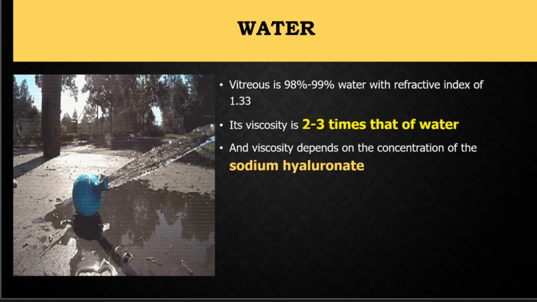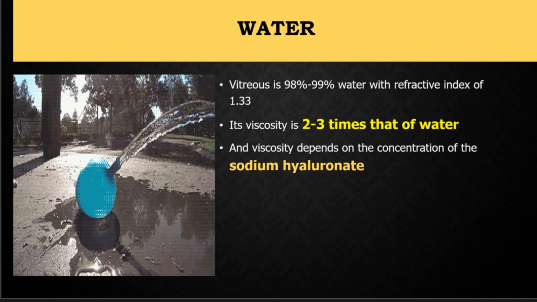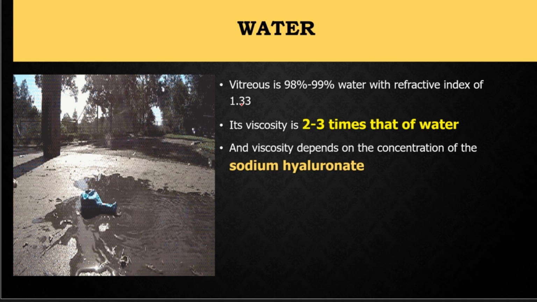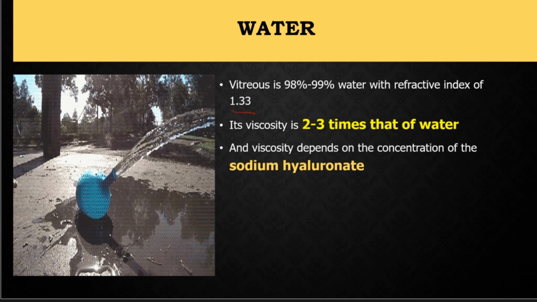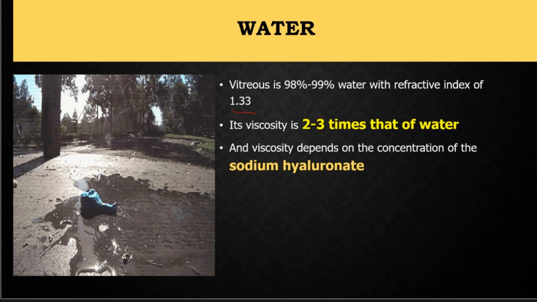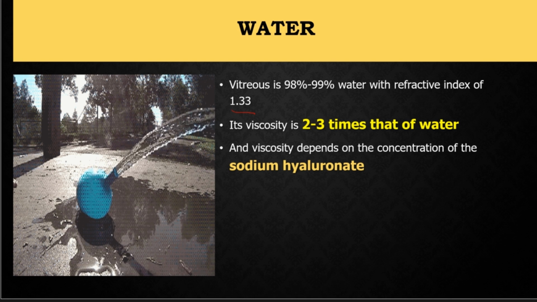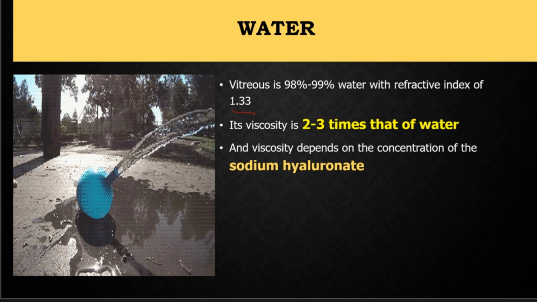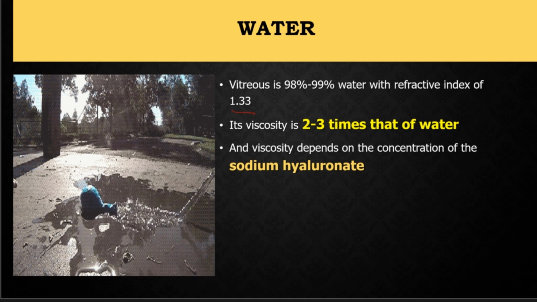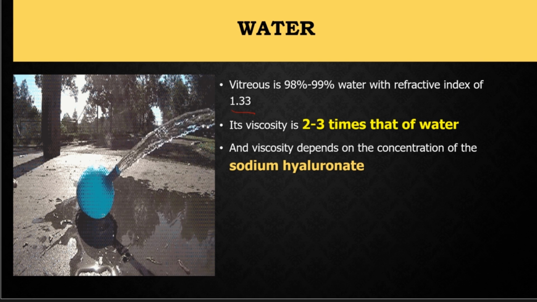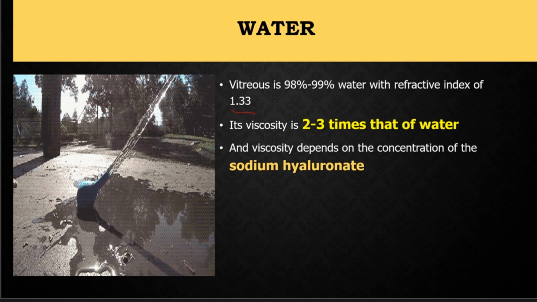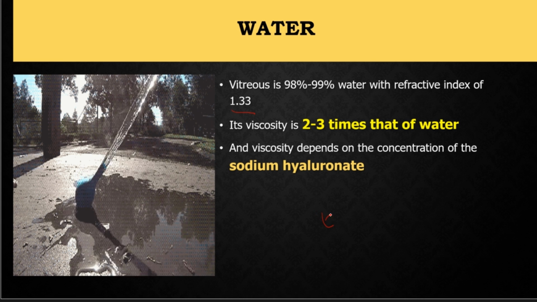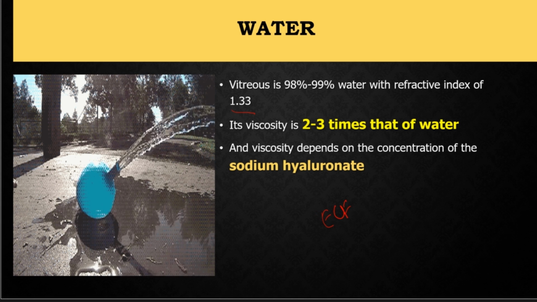First, the water component. As I told you, the vitreous is 98 to 99% water and the refractive index of the vitreous is about 1.33. However, the viscosity of the vitreous gel is about 2 to 3 times that of water, making it a gel-like structure. This viscosity depends upon the concentration of the sodium hyaluronate or hyaluronic acid of the extracellular matrix, because it is this extracellular matrix which is going to hold water inside it.